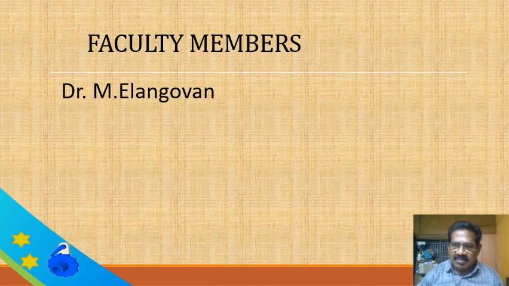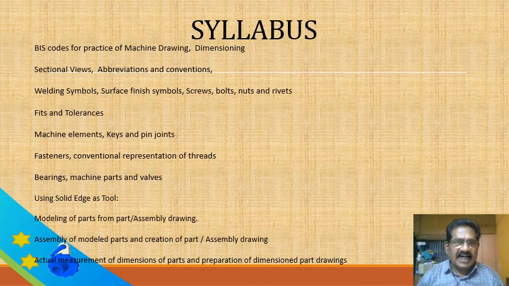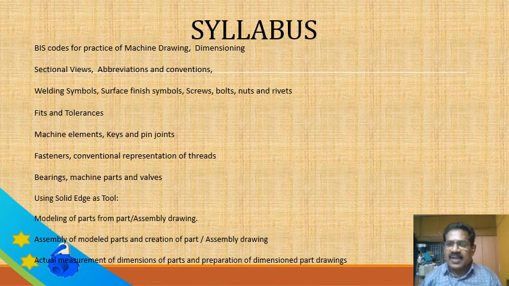I had already introduced myself. The syllabus will be like this. We will be talking about sectional views, abbreviations and conventions, welding symbols, surface finish symbols, screws, bolts, nuts and rivets. Rivets are quite important for aerospace engineering students. We'll touch upon fits and tolerances, some machine elements like keys, pin joints, etc., fasteners, and the conventional representation of threads. We'll also talk about bearings, machine parts like valves, etc.